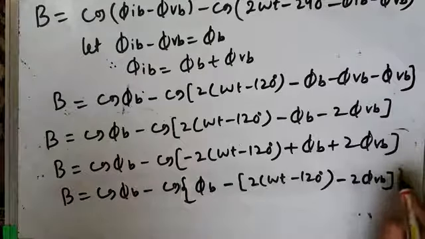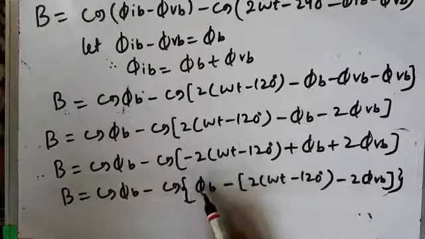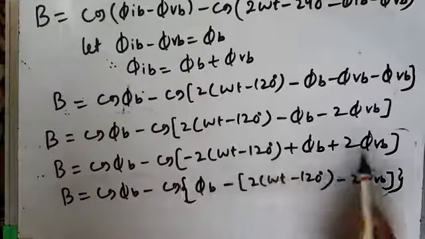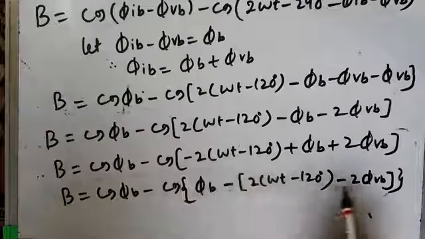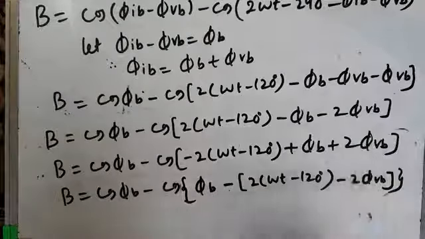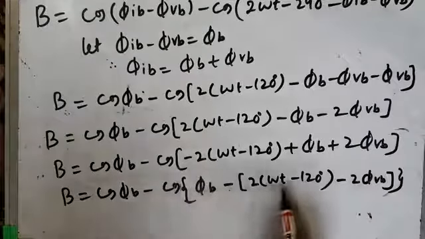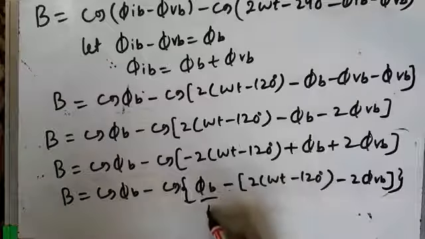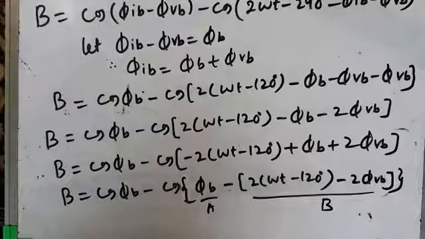Just this and then this. So what I have done, I have written phi b first, and then I have written this term first and then this term. Minus into plus is minus, minus into minus is plus again. Okay, so this is again cos of A minus cos of B. This is A and this whole thing is B. What is cos of A minus B? Cos of A minus B is cos A cos B plus sin A sin B. So we can write it like this then.